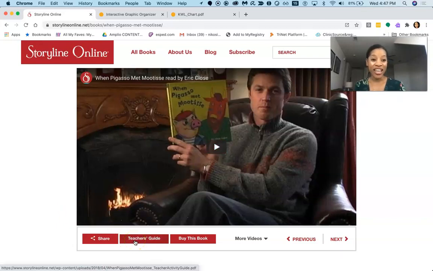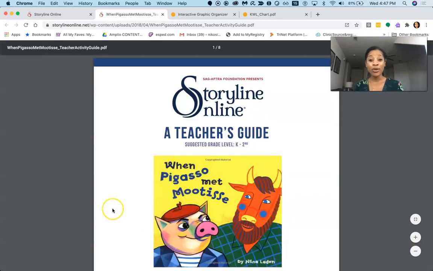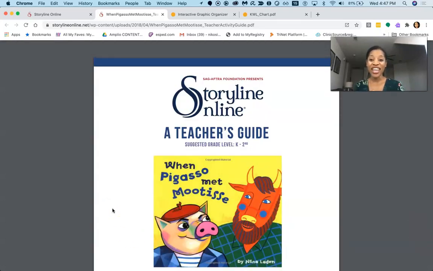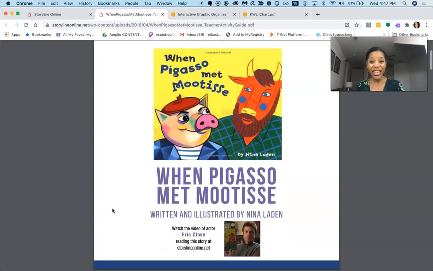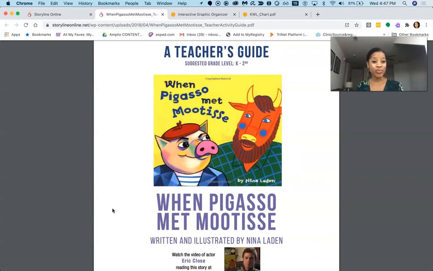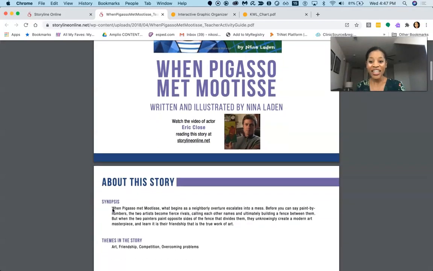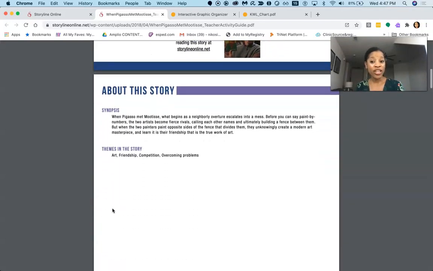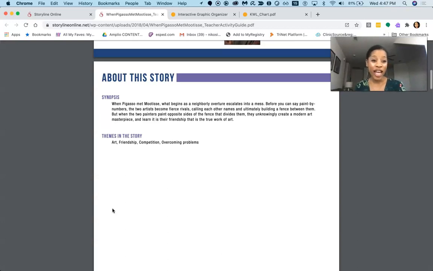at the teacher's guide. This is what I really appreciate about this website. As a teacher, as a parent, as a speech language pathologist, or any type of educator, this is a great resource. So you can see I've opened up the teacher's guide. And it tells you who this book is made for. It's for children between kindergarten and second grade. And it gives you a little synopsis of the story as well as the different themes within the story. So for this story, the themes are art, friendship, competition, and overcoming problems.